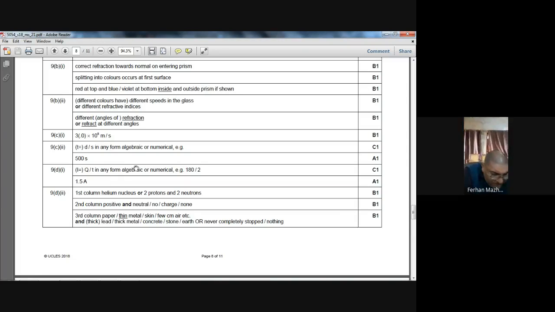One very good argument is that the glass prism has a different refractive index for each color. So that's why each color is refracted at a different angle. That can also be the answer.